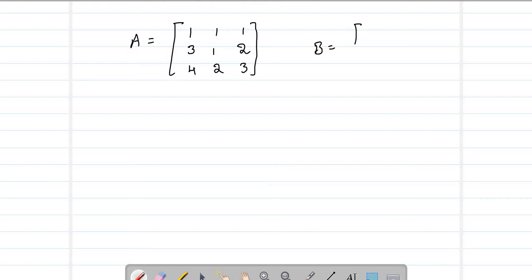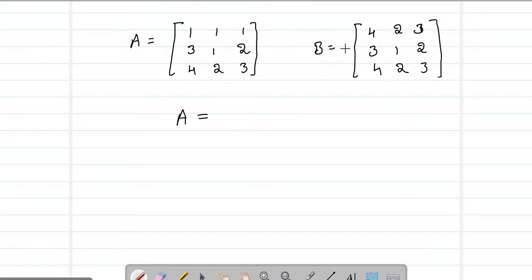For example, let A equal the matrix with rows (1, 1, 1), (3, 1, 2), (4, 2, 3). So this is A, and let me take B, where B has rows (4, 2, 3), (3, 1, 2), (4, 2, 3). You can observe that A and B are row equivalent, because B can be obtained by making some row operations on A. For example, B can be expressed as E times A.